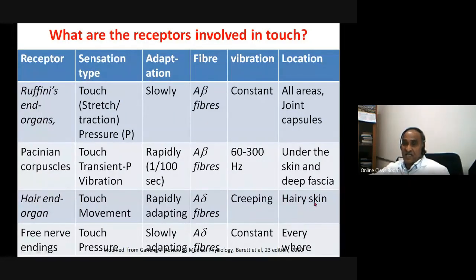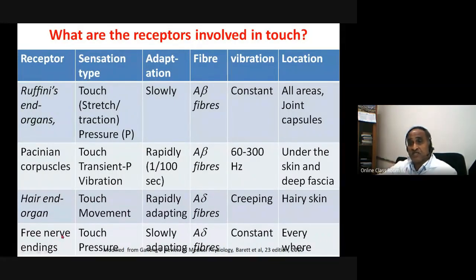These are present in the hairy skin because of the hair end organ. The free nerve endings are located everywhere, and they detect touch and pressure. These are slowly adapting. They are carried by the A delta fibers. They do not take the vibration, and they are everywhere. Tickling sensation comes from these free nerve endings.